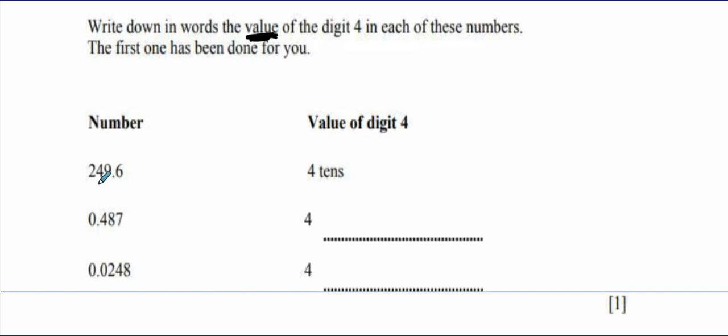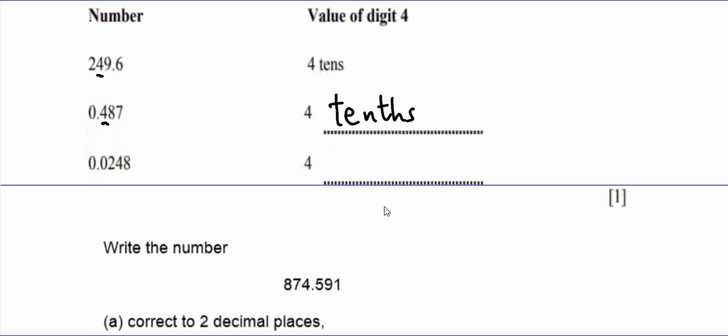The value of 4 here is ones, tens, so you write 4 tens. The value of 4 here is, this 0 is in the ones place, so the 4 is in the tenths place, so it will be 4 tenths. Spelling is very important, tenths. And the value of 4 here, this is ones, tens, hundreds, thousands, so 4,000.